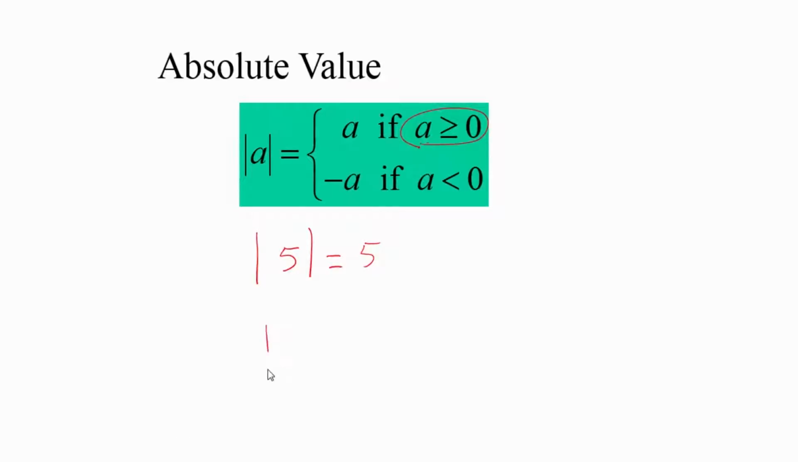On the other hand, absolute value of minus 2. Well, it says if A is negative, A is what you have between the two absolute value bars. If A is negative, then the absolute value of the negative number would be the negative of that negative number. So it's negative of negative 2, which is equal to 2. You normally say you take the absolute value of a negative number, you get rid of the negative sign. But this is the logic for it, right?